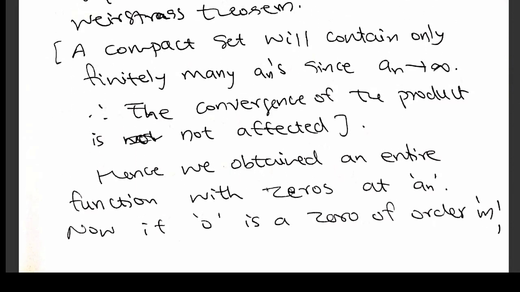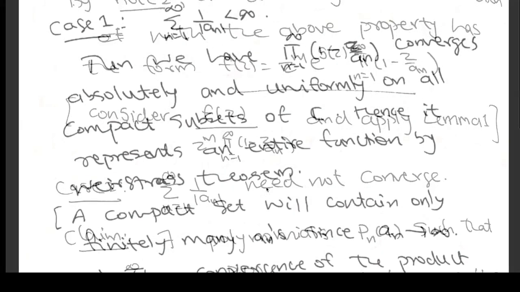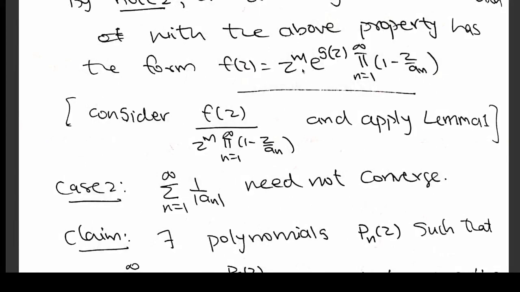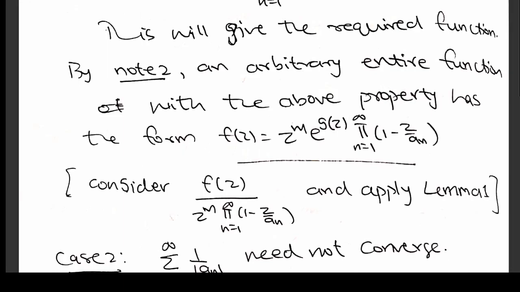Now what happens if 0 is a zero of order m? You just need to consider this thing: you multiply it with z power m into this product. So this represents an entire function with zero at the origin and zeros at the a_n. This is the required entire function. So you obtain the function with zeros exactly at the given points.